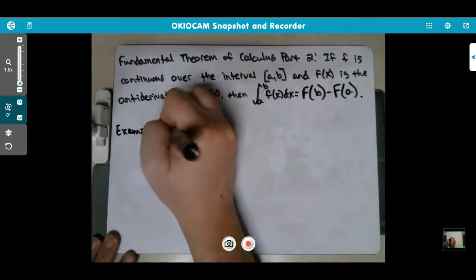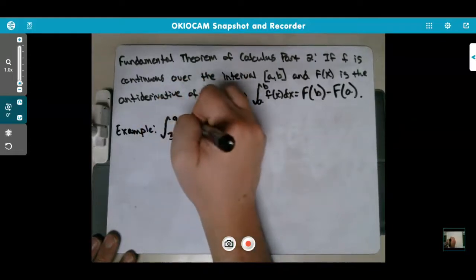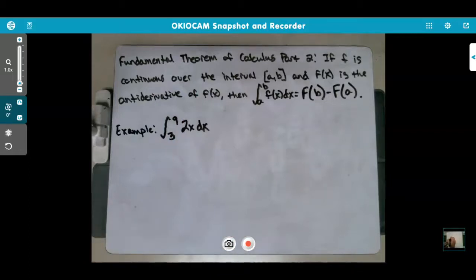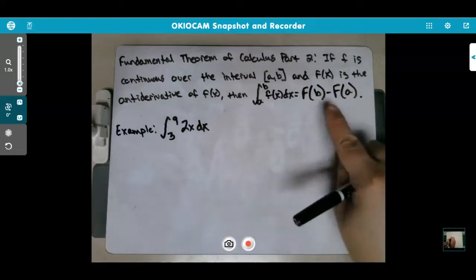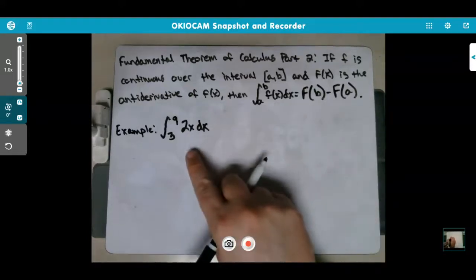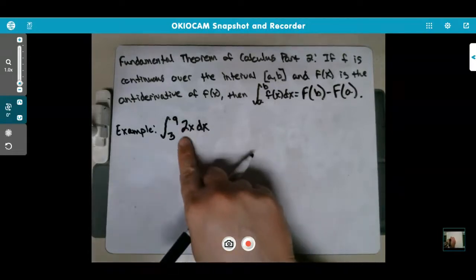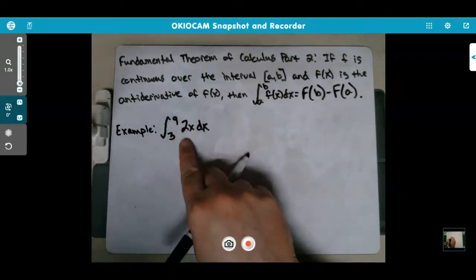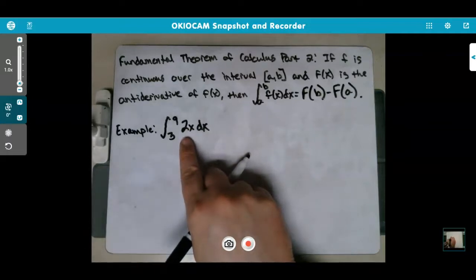Integral from 3 to 9 of 2x dx. So remember, like I said up here, all I do is find the antiderivative of 2x. So I'm going to do that first.